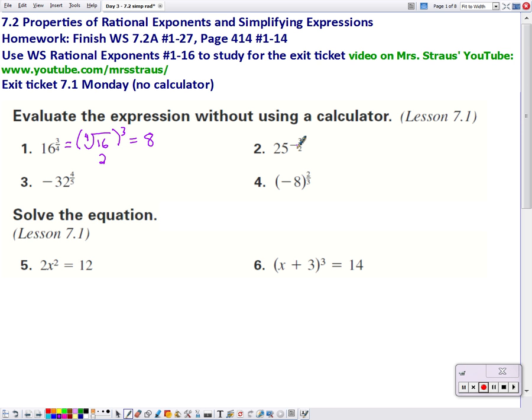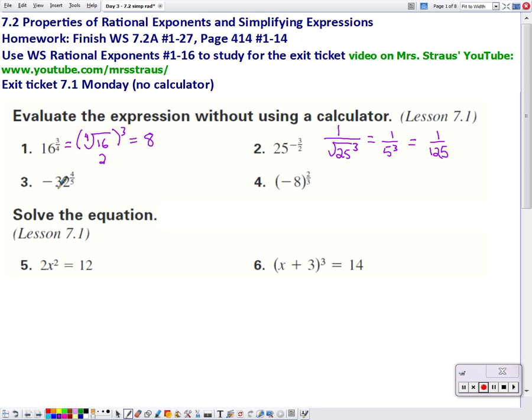Number 2, it has a negative exponent. That means it's going to be 1 over the square root of 25 to the 3rd. Well, the square root of 25 is 5, and 5 to the 3rd is 125.